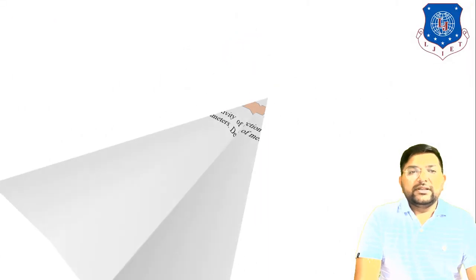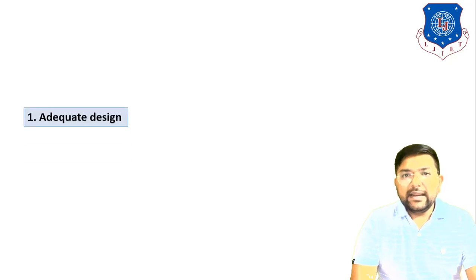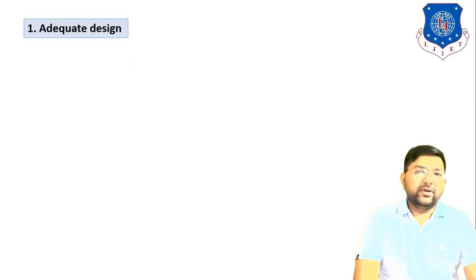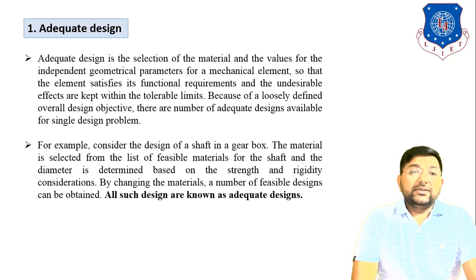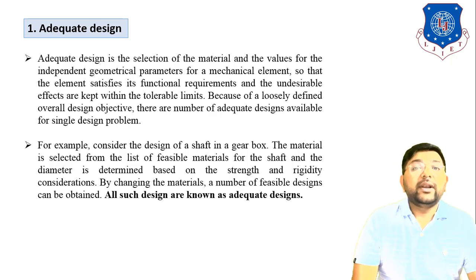First, we have to discuss what is adequate design and what is optimum design. So first we discuss adequate design. What is adequate design? Adequate design is the selection of material and the value for the independent geometrical parameter for a mechanical element. First of all, we have to define independent geometric parameter.